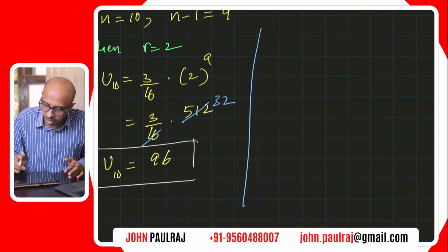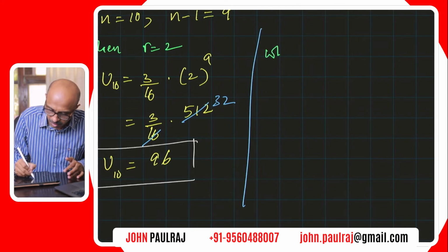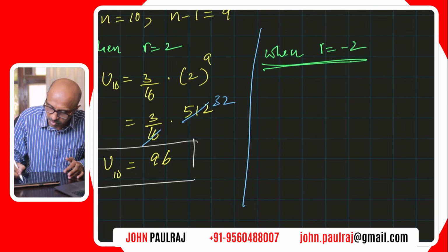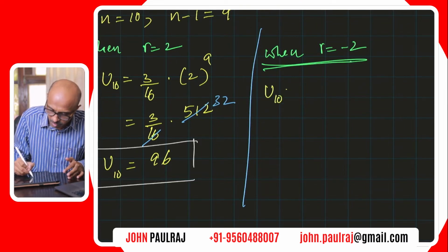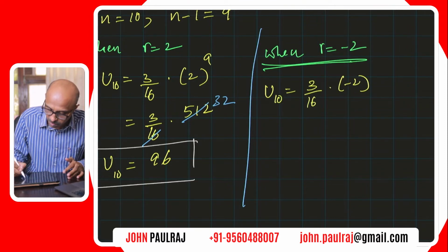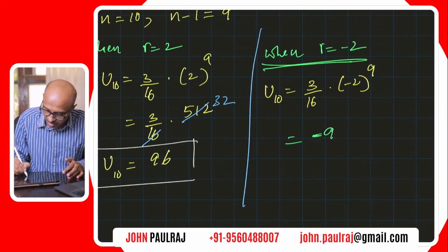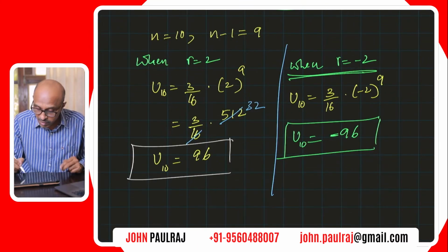Can you see this? All right, when r is equal to negative 2, it's just going to be equal to negative 96, but I'll just show it again because you need to show the substitution, all right? So you can say u10 is going to be equal to 3 over 16, negative 2 this time to the power of 9, and that will reduce it to negative 96, all right? So we have two different values for the 10th term.